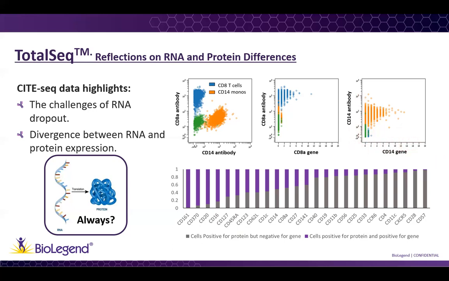And in this graph, that shows ratios of cells positive for protein and negative for gene expression in the gray part of the bars, or positive for both in the purple part. You can see that gene and protein expression are not always 100% parallel. So having both transcriptome and surface protein expression profile will provide a much more accurate understanding of the cell activation and function.